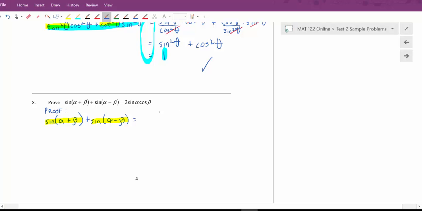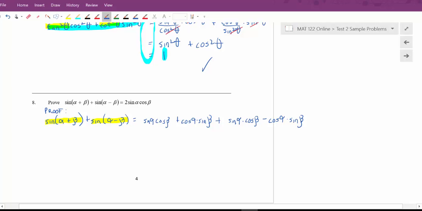So the sine sum identity goes like this. It's going to go sine alpha cosine beta, same side, cosine alpha sine beta, so it's going to go like that. Then you have your plus sign. The difference identity is going to go sine alpha cosine beta, same sign, then cosine alpha times sine beta. Okay, so you do that and get everything written down.